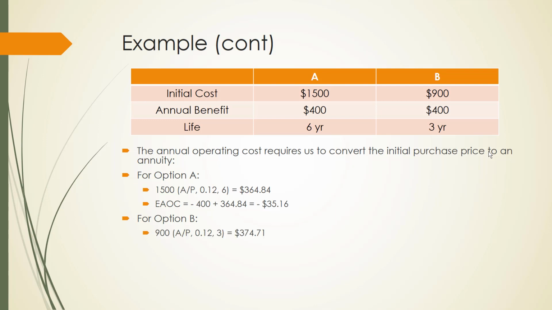For option B, the initial cost was $900, but it only needed to last 3 years, giving me an annuity of $374.71. Again, I have that annual benefit of $400, which is a negative cost. A negative cost is a good thing, leaving me with negative $25.29. So would you rather have somebody owe you $35 or have somebody owe you $25? Now, assuming that they're good for the payment, the best choice is option A.